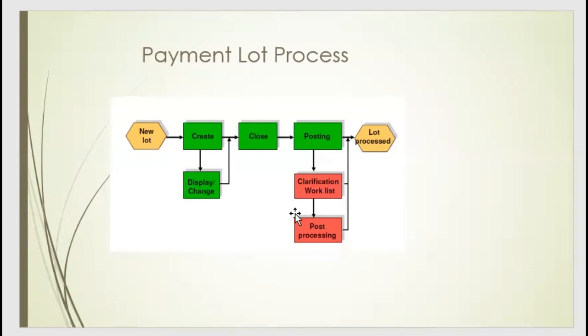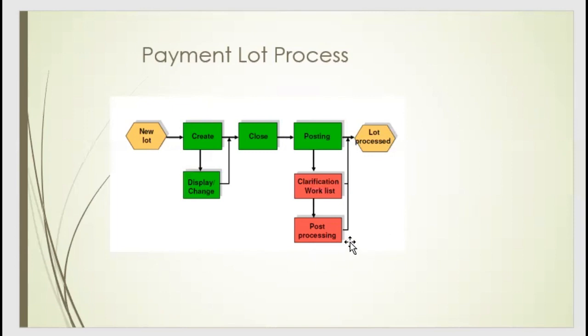And finally, once it gets posted, the clarification worklist will execute and the posting process will be started. The clarification worklist is to understand the priority of each of the open items, which need to be cleared first, and based on that, whatever the amount collected needs to be posted. And during the clarification also, we define the GLs and post the amount. So at the end, the posting process ends.